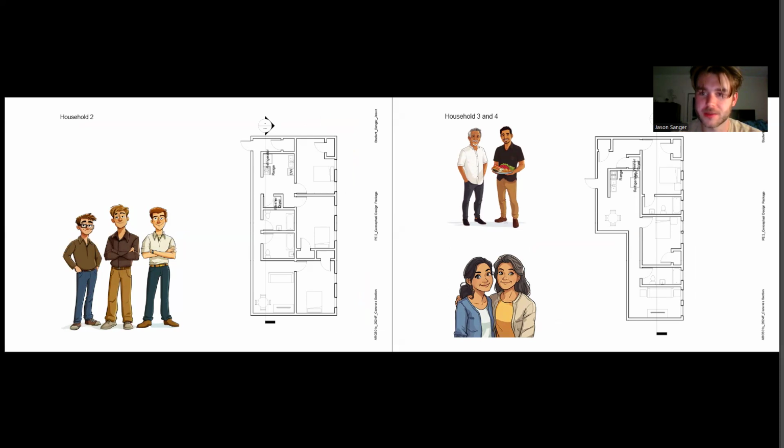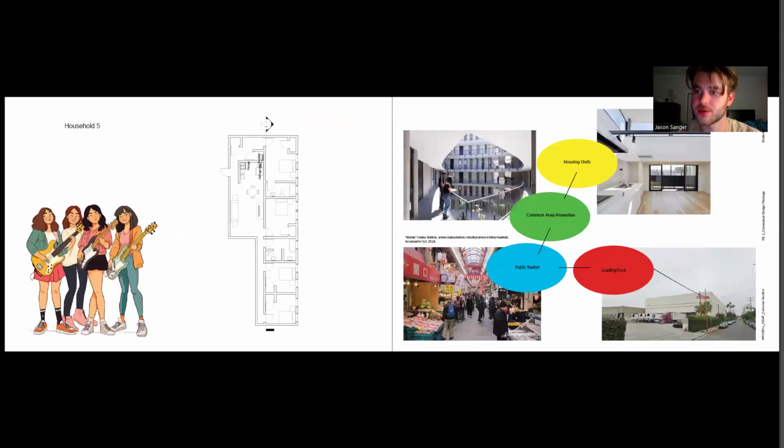Households three and four are a parent with their child. The parent would have their own bedroom with a master bathroom connected, and the child would use a bathroom that would act as a guest bathroom as well. And then we have four people who would live together, so four bedrooms and two bathrooms. On the right, we have a bit of a vertical diagram showing the loading dock, which would horizontally connect to the public market. Above the public market would be common areas and amenities, and above all of that would be the housing units in the building.